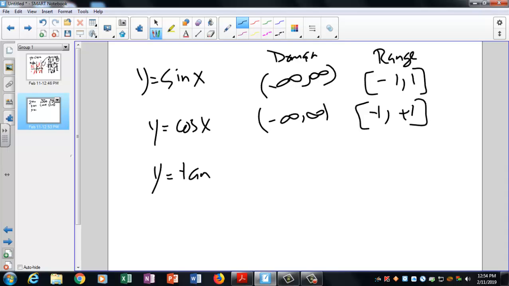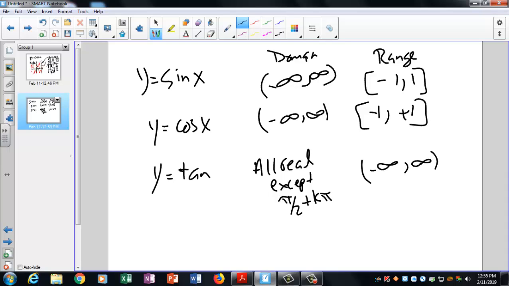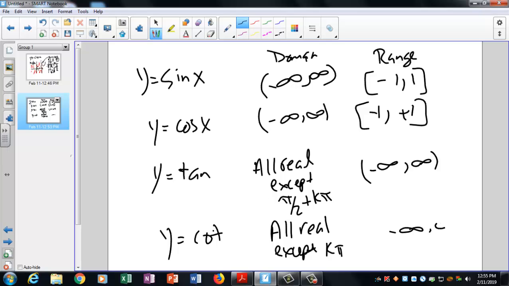For tangent, the domain is all real except pi over 2 plus k pi. The range is negative infinity to infinity. The domain for cotangent is all real except for k pi. The range is negative infinity to infinity.